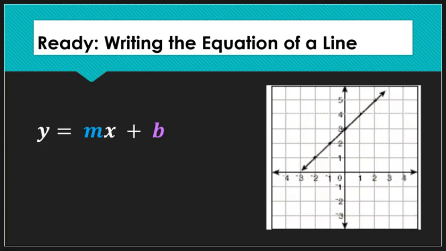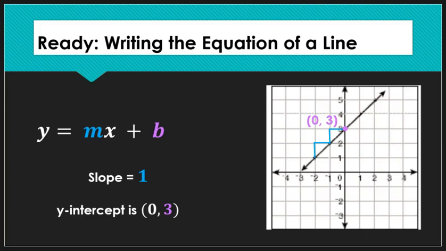When you're given a line, like in question 5, you need to find the slope and you need to find the y-intercept from the line. To find the slope, we want the change in y over the change in x. You can see it's going up 1 to the right 1. So the slope is 1, and the line crosses the y-axis at (0, 3), so the y-intercept is (0, 3). So the equation of this line is y equals 1x plus 3.